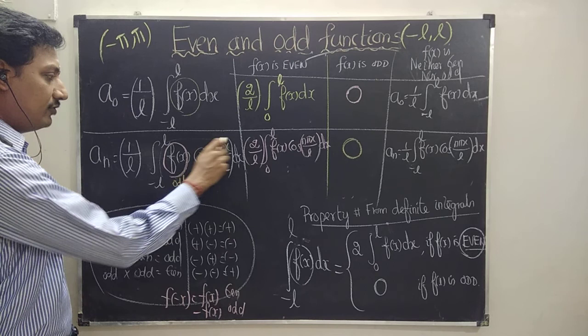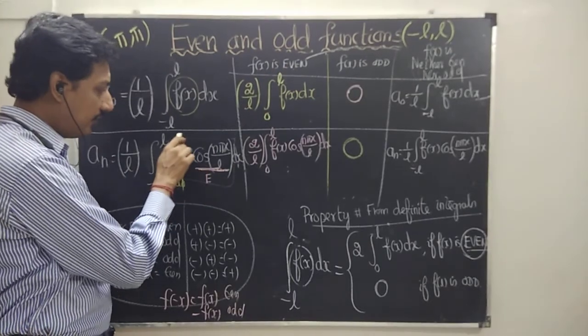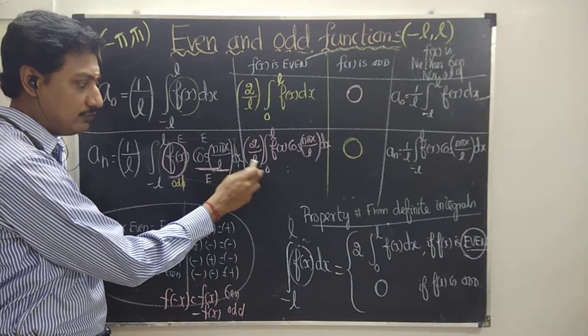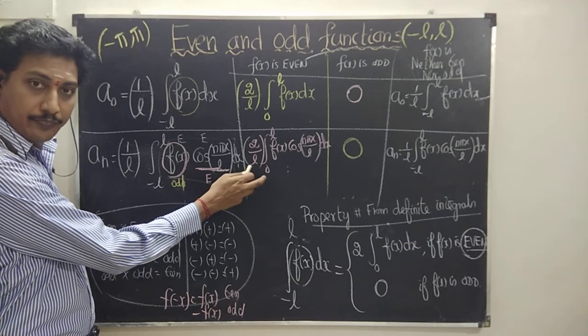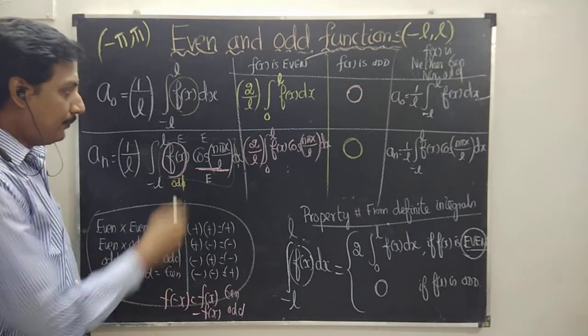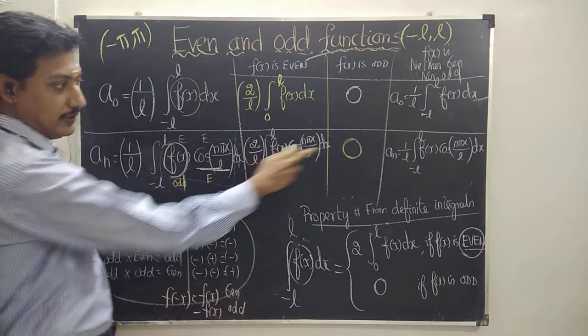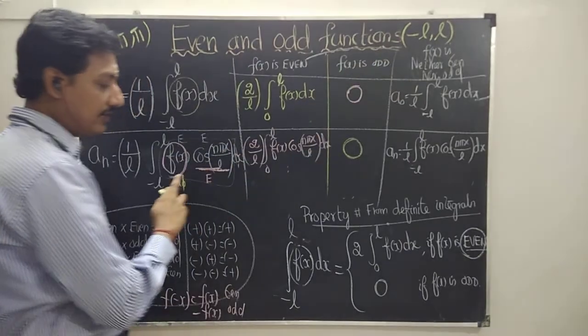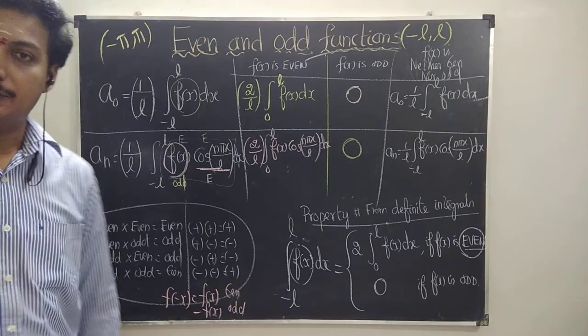It's a product of two functions. If f of x is even, even into even is even, so this becomes twice the integral from 0. See the difference in the formula as well: 0 is the lower limit, twice multiply. Suppose f of x is odd, odd into even is odd, so this becomes 0. Suppose f of x is neither even nor odd, don't worry about it, you can write it as it is. You can proceed as usual.